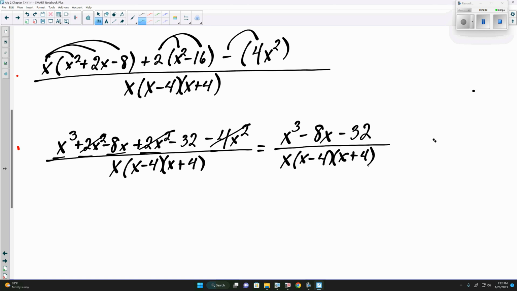And I believe that is as simplified as it gets. Because x cubed minus 8x minus 32, I don't see it factoring. So I believe that is as simplified as it goes.